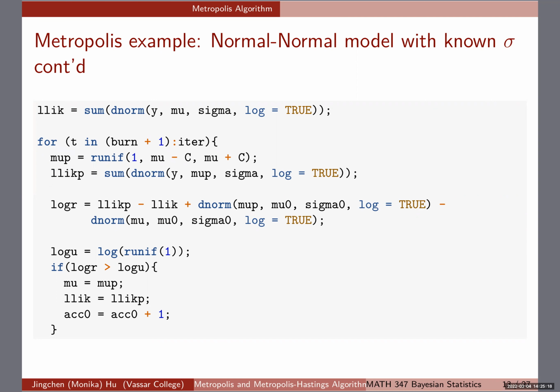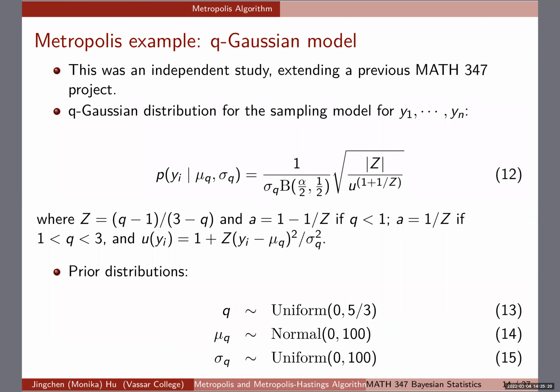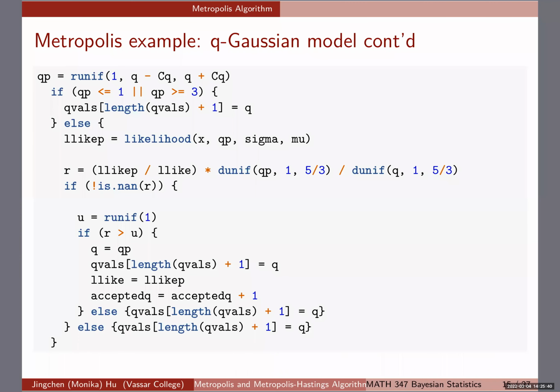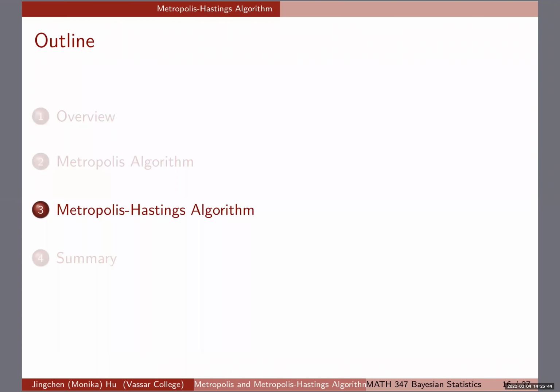In the code, in the class notes, I also include another example, which is actually an independent study a while ago that was extending their Bayesian statistics project. So they were looking at a different Gaussian model, and then they needed to code up the entire Gibbs, entire MCMC using Metropolis. So this is another example if you ever want to look at it a little more carefully. Okay. So that's the Metropolis.